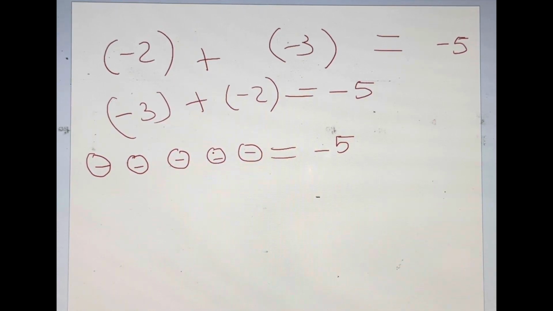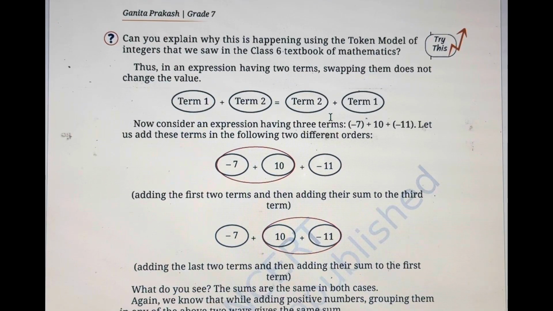So we have understood that if we take both negative numbers and swap them or change the order, the answer also remains the same. We have understood that in an expression having two terms, swapping them does not change the value, whether one is positive and the other negative, or both are positive or both are negative, right? So term 1 plus term 2 is equal to term 2 plus term 1.